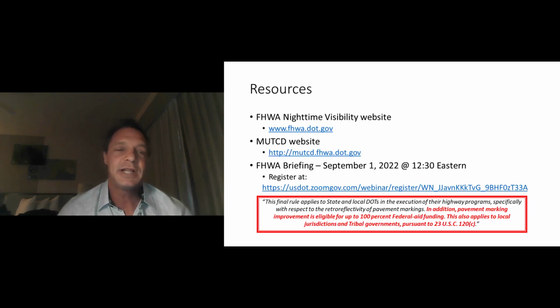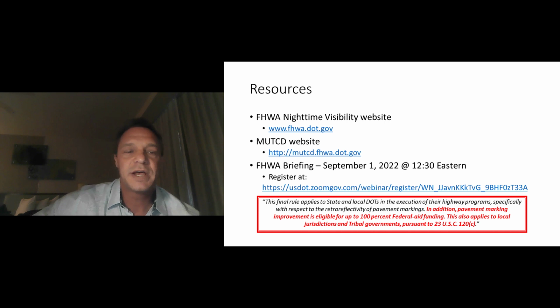So there's some resources here I'd like to share with you. First of all is the MUTCD nighttime visibility website. There's a lot of information on this website about sign retroreflectivity, pavement marking retroreflectivity, roadway lighting, and that kind of stuff. The MUTCD is free on this website and should be a site in your bookmarks for sure. FHWA held a briefing of this final rule, and there's a link to that webinar here as well if you wanted to listen to other experts speak on this topic.